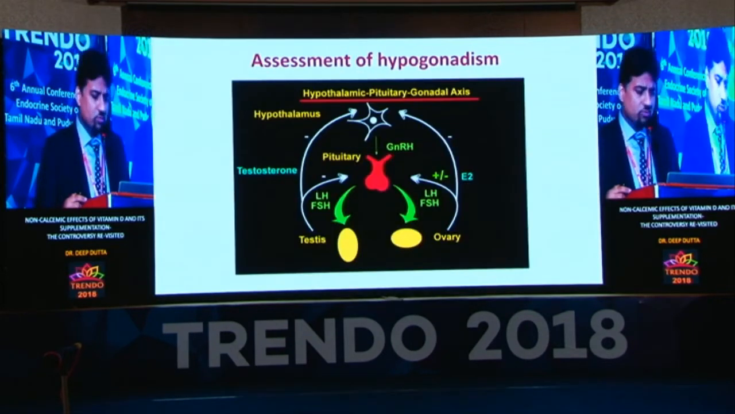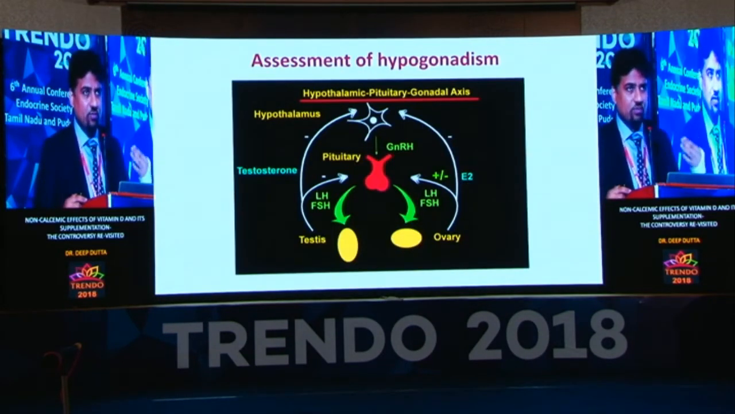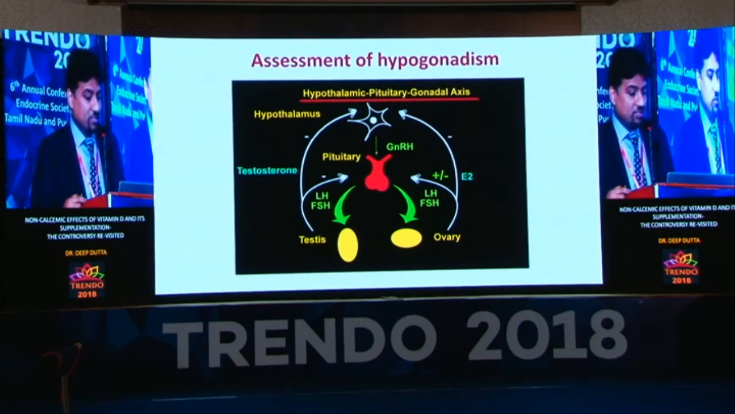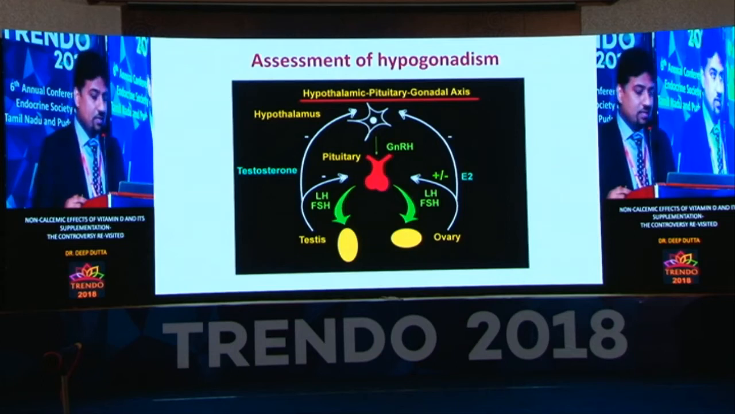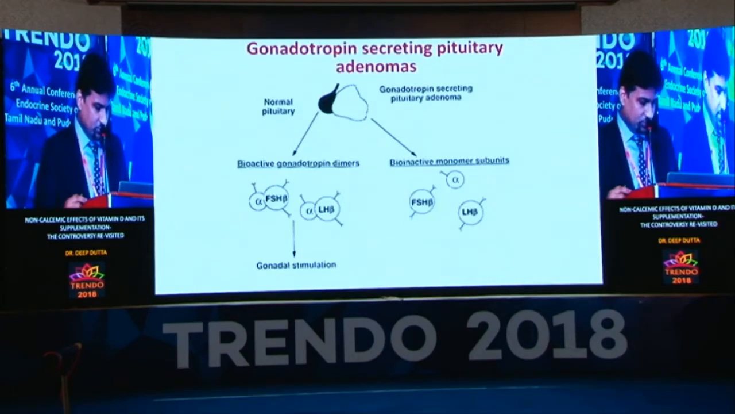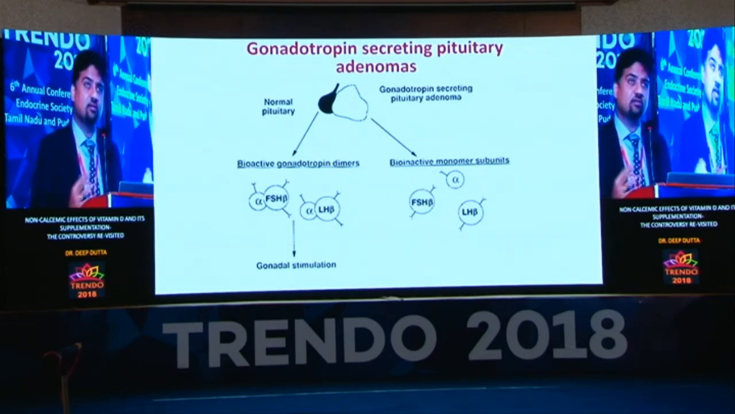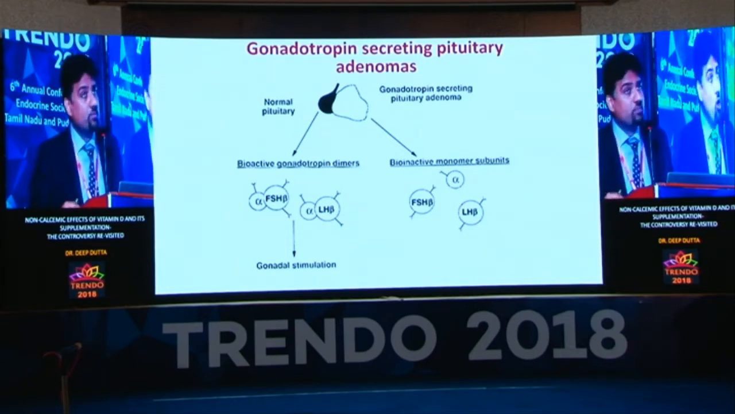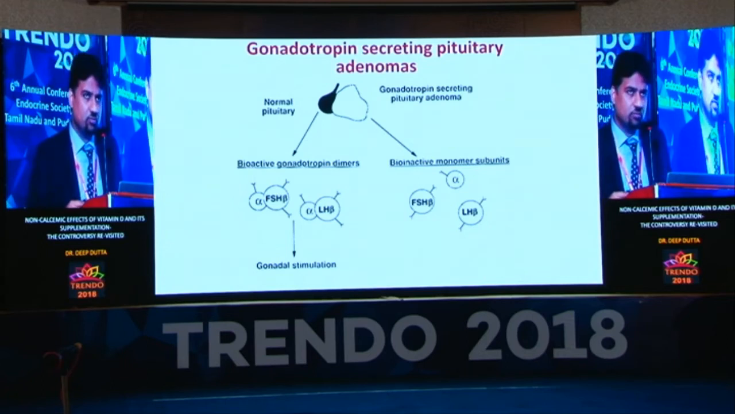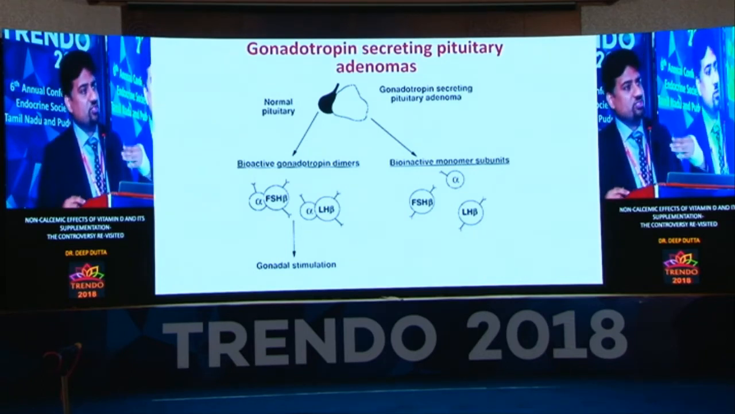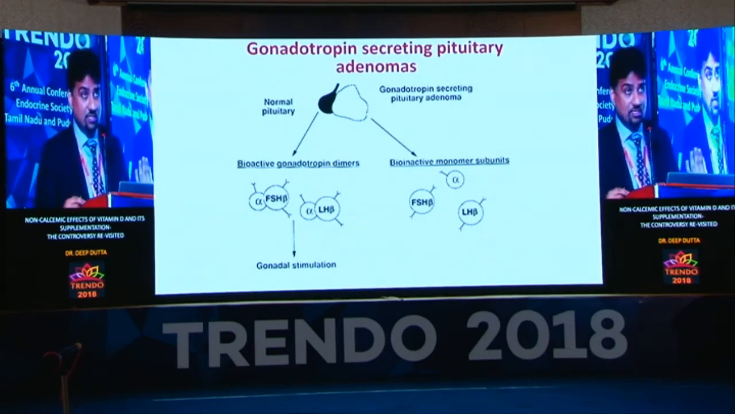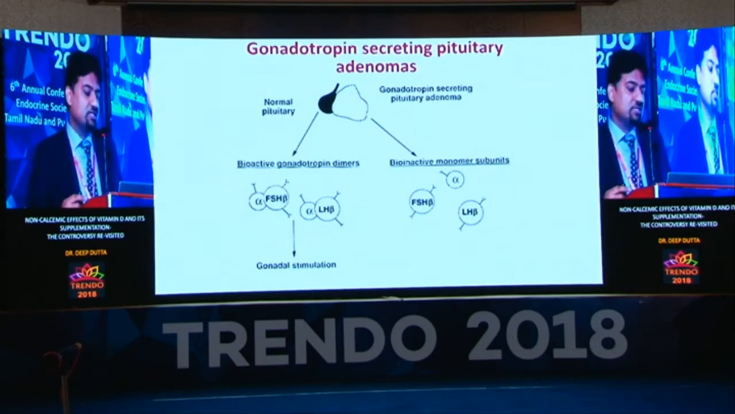It's also important to assess hypogonadism. It's easier in women because they have alterations in menstrual cycles earlier, but assessing testosterone, LH, FSH in men can also give us that diagnosis. Talking about gonadotropin-secreting pituitary adenomas, they may have either increased LH, FSH, or just an increased alpha subunit. So these are the usual hormones that we would check for any pituitary adenoma. It's nothing specific for pituitary incidentalomas.